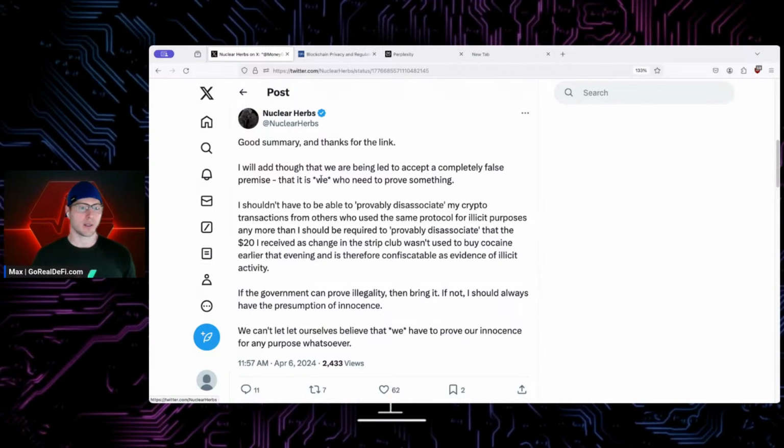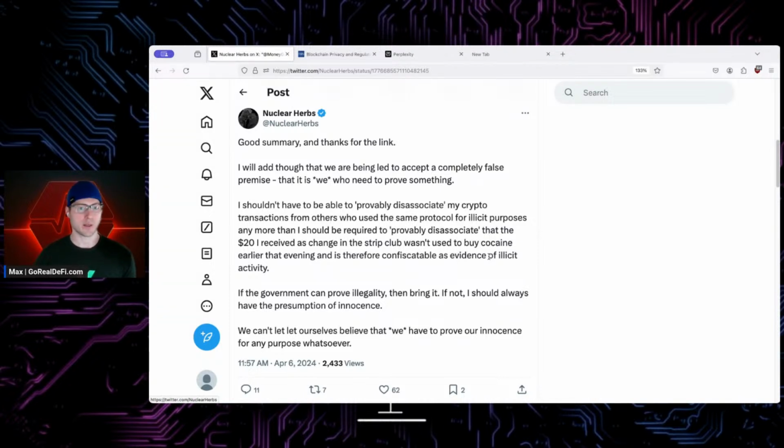Good summary. I'll add, though, that we're being led to accept a completely false premise that it is we who need to prove something. You shouldn't have to provably dissociate for crypto transactions to other people. Totally agree. So I don't think having privacy pools puts us in that position exactly. I think the angle, the way I'm interpreting it, at least in the way that I imagine, if this stuff does get deployed, and RH may be thinking about it in this way too, is saying, look at what happened with Tornado Cash. All the mess, all the just nonsense that's going on over there.